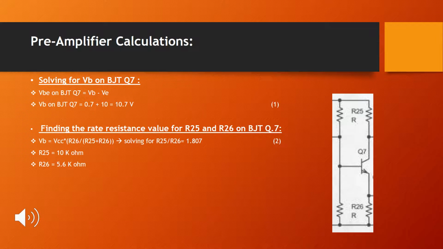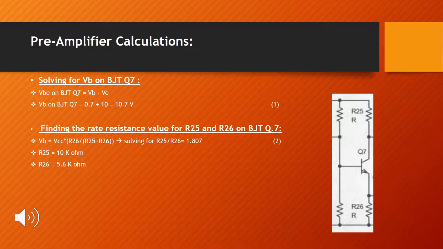Now the next step is to find the value of the base voltage and find the ratio of resistors R25 and R26. This was accomplished by using equation number 1, in which the voltage base is equal to 0.7, which is the VBE voltage, plus the voltage in the emitter, which is 10 volts. So the total voltage for the voltage base is 10.7 volts.